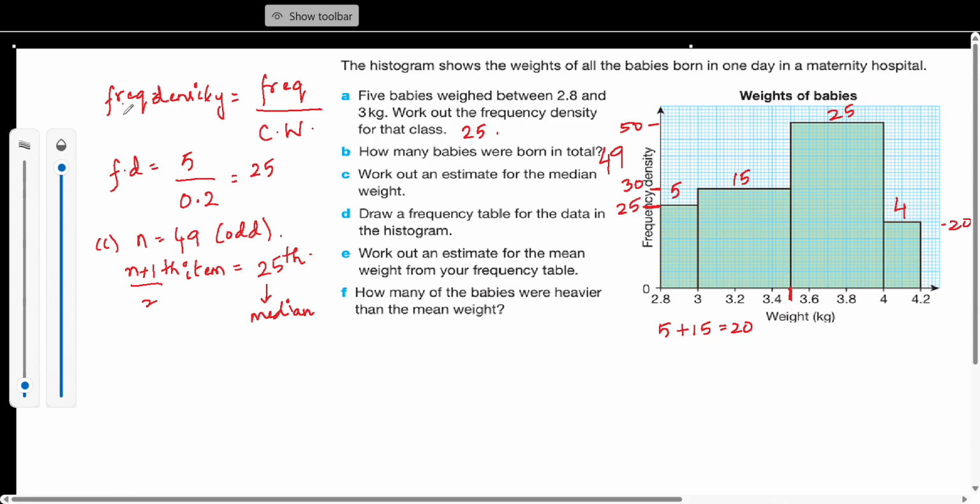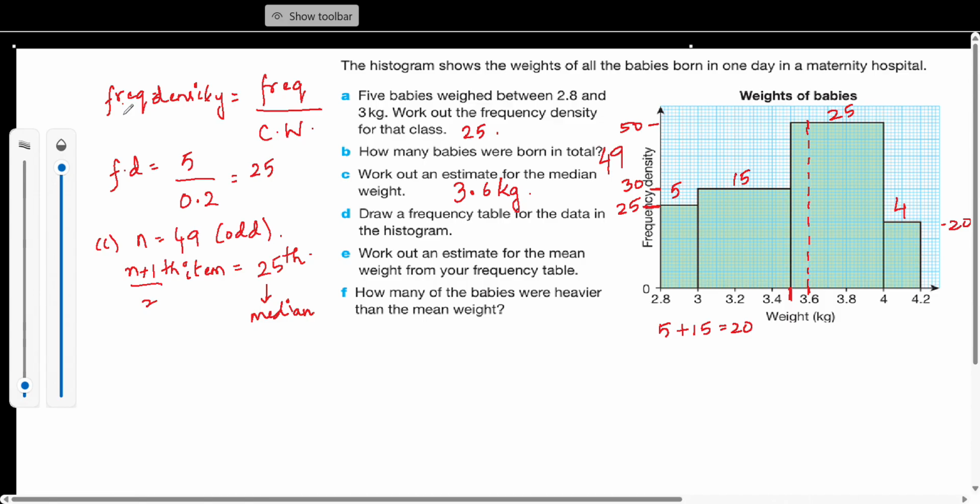of this bar is fixed. It's 50. 50 into what will give me 5? Obviously 50 into 0.1. This is 3.5. So from 3.5, if I go another 0.1, I mark it here. So this is my median position, which is 3.6 kg. This is how we go about the median.